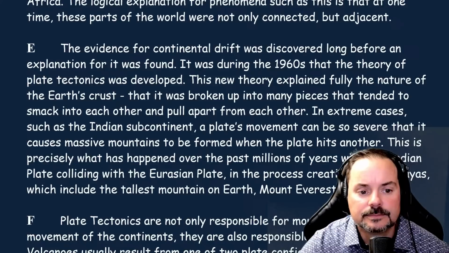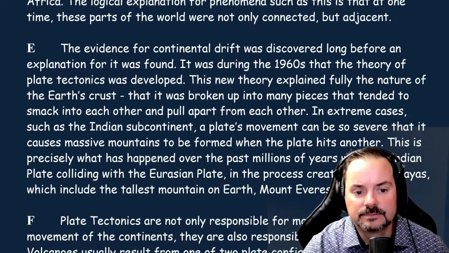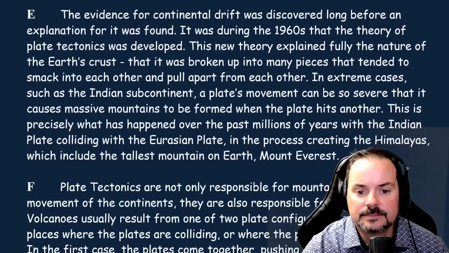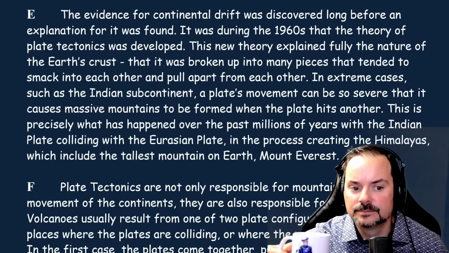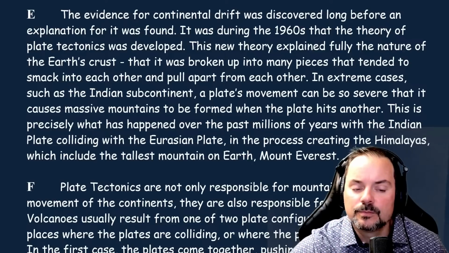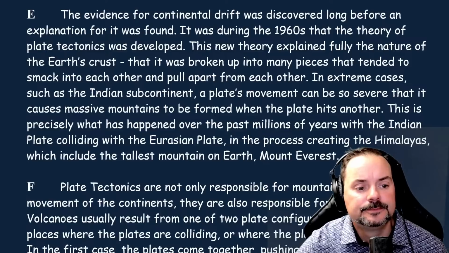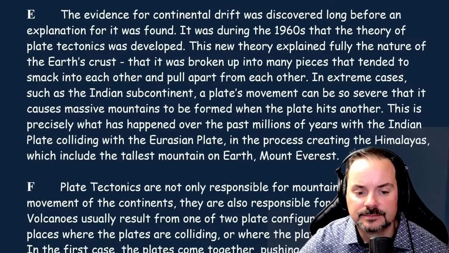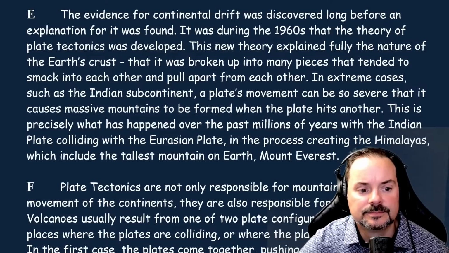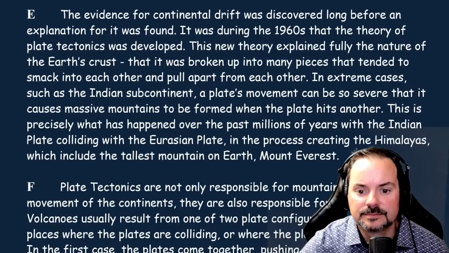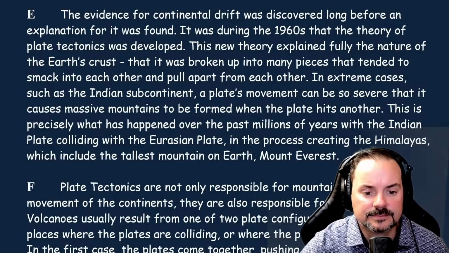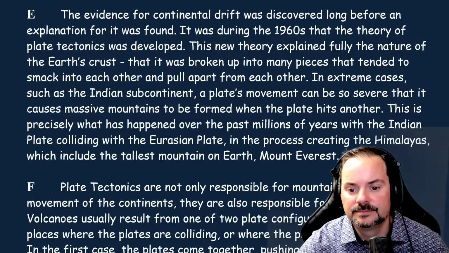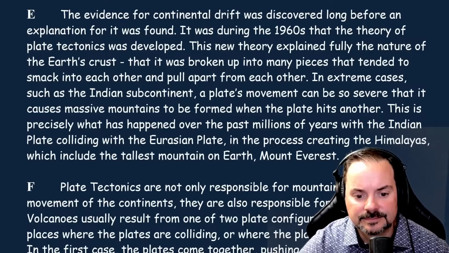The evidence for continental drift was discovered long before an explanation for it was found. It was during the 1960s that the theory of plate tectonics was developed. This new theory explained fully the nature of the Earth's crust. This, that is, that it was broken up into many pieces that tended to smack into each other and pull apart from each other. In extreme cases, such as the Indian subcontinent, a plate's movement can be so severe that it causes massive mountains to be formed when the plates hit each other. This is precisely what has happened over the past millions of years with the Indian plate colliding with the Eurasian plate in the process of creating the Himalayas, which include the tallest mountain on earth, Mount Everest.